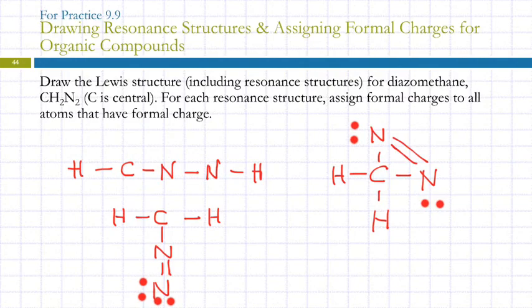Oh wait. Yeah, a double bond between carbon and nitrogen. Like that? But carbon is not in the middle. It kind of is, but it kind of isn't. 2, 4, 6, 8, 2, 4, 6, 8, 2, 4, 6, 8. So we can draw that.